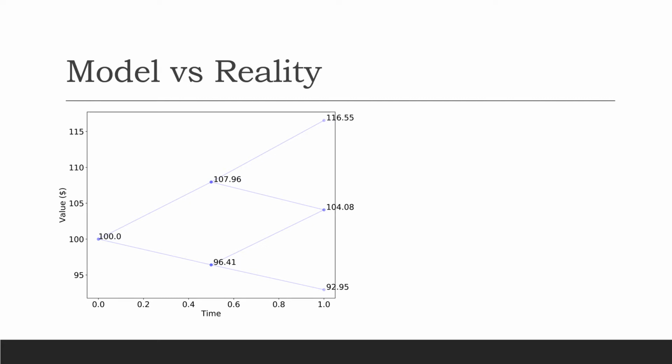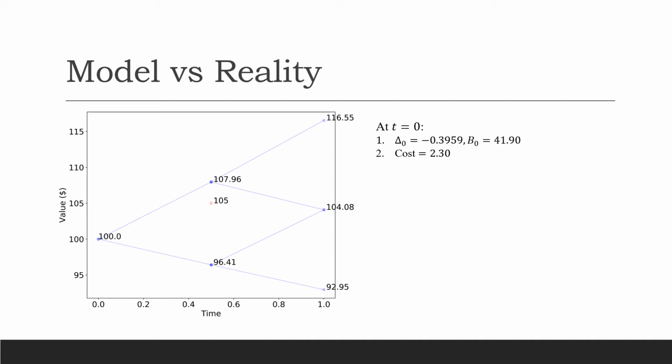Recall for the two-period tree, our strategy at time 0 is to short 0.3959 shares of the stock market portfolio and invest $41.90 at the risk-free rate. What happens if in reality the stock price ends up being here at the red dot halfway through the year? Well, we would not be able to perfectly replicate our payoff as needed.